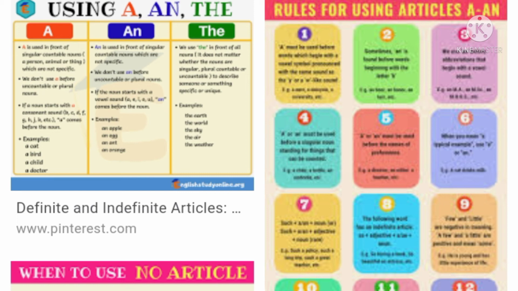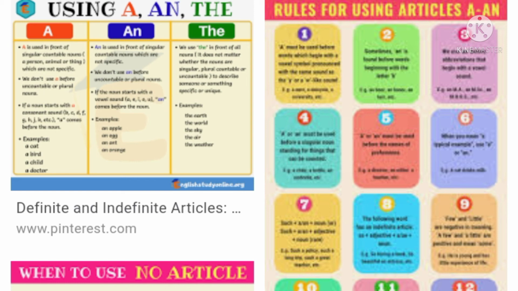So mostly we can't use the articles with sports or games like cricket, football, badminton, etc. It is also an omission that we shouldn't use any article with the meals like lunch, breakfast, etc. So with the planets, we shouldn't use any article. And also when we speak or refer to general ideas about plural or uncountable nouns, we shouldn't use any particular article. Let's suppose if I say religion, foods, so there's no need to use any article.